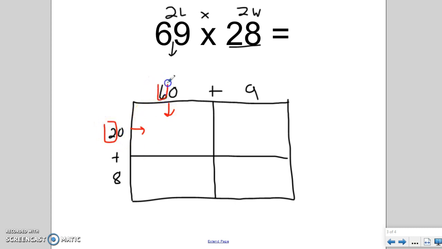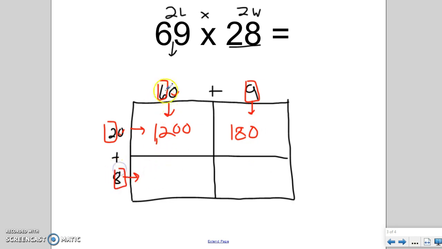So here is going to be where I'm going to do 20 times 60. So 2 times 6 I know is 12. And I have 1 0 here and 1 0 here. So that's 2 zeros. I get 1,200. Over in this box, it's the same 20, but this time I'm going to multiply it by 9. So I know that 2 times 9 is 18. And I have 1 0 for the 20 and nothing for the 9. So just 1 0.